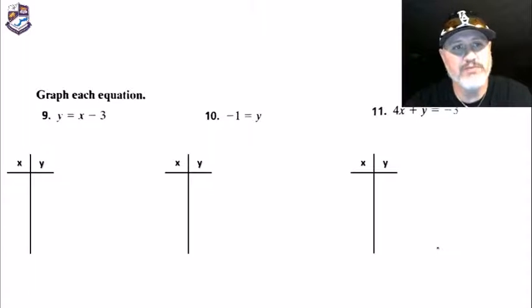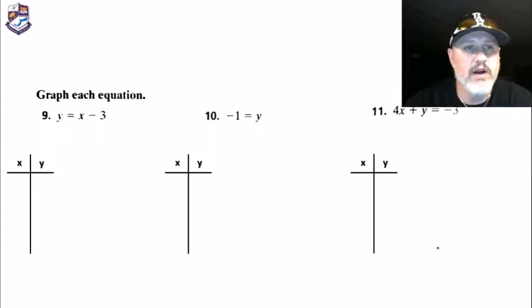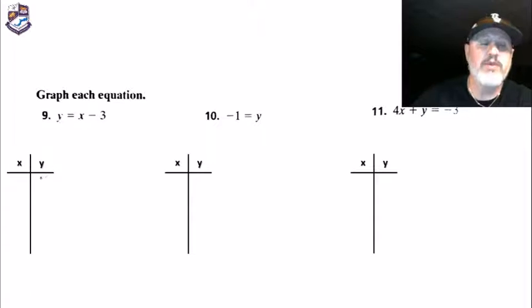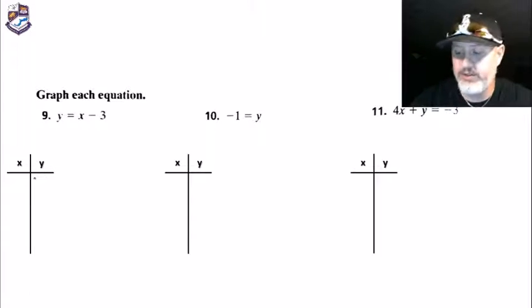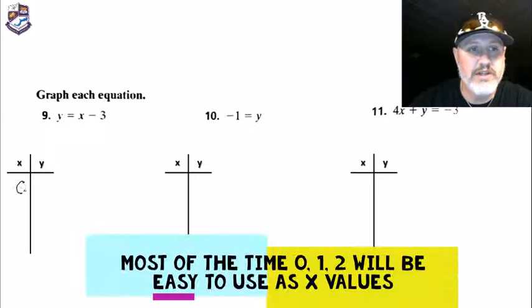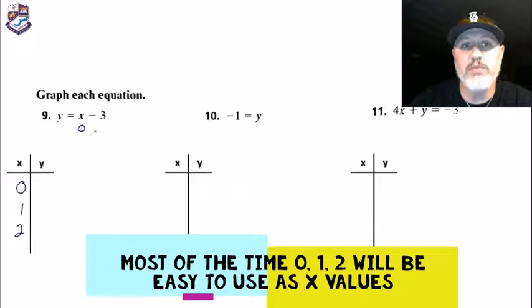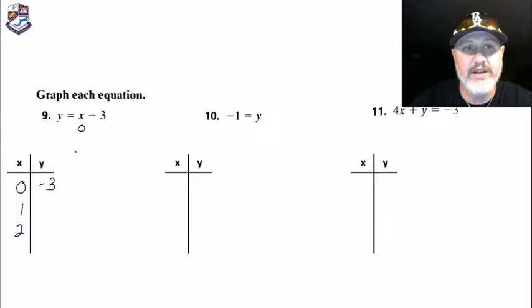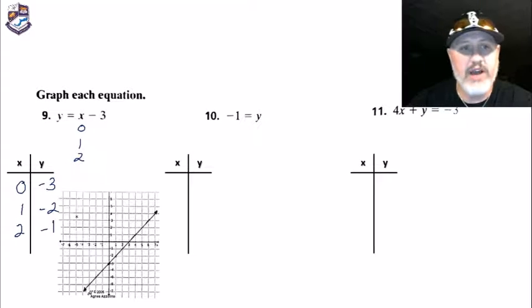Next page for me. All right, we're going to graph each equation. Remember, the 3 easiest numbers usually to use when you're graphing is 0, 1, 2. So 0, 1, 2. If I substitute a 0 in here, 0 minus 3 is -3. If I substitute a 1 in, 1 minus 3 is -2. And if I substitute a 2 in, 2 minus 3 is -1. So this is what my graph would look like.